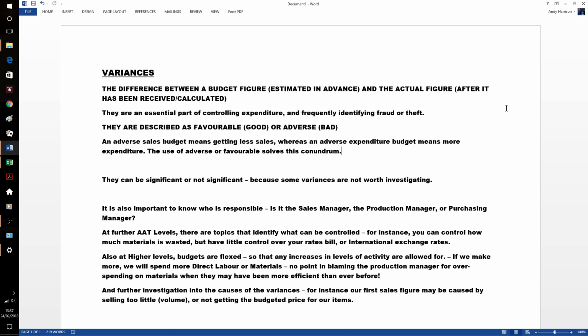Variance is the difference between a budget figure, what we estimate in advance, and the actual figure after we've received the bill or calculated what we've spent. They're an essential part of controlling expenditure. Very important, because if we spend £1 more than we should have, that's £1 off our profits. If we get sales revenue of £1 less than we should have, that's not such a problem because it's not £1 off our profits, but it might still be 20p or 30p off our profit.